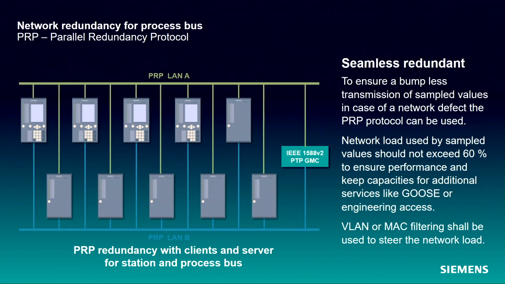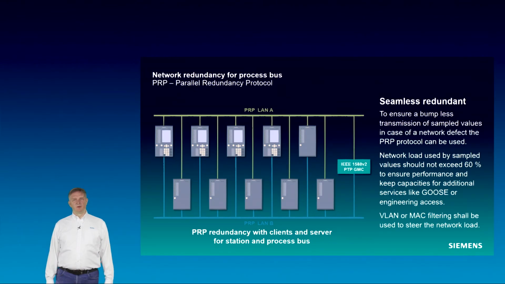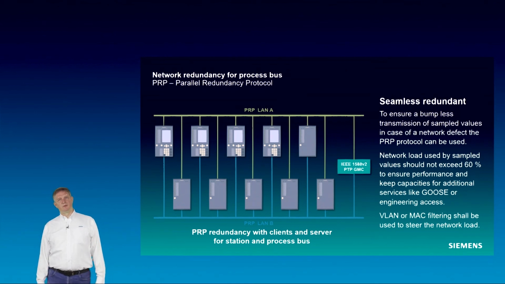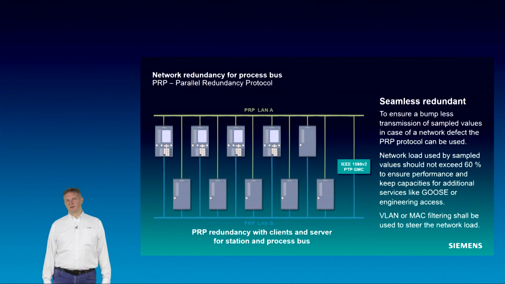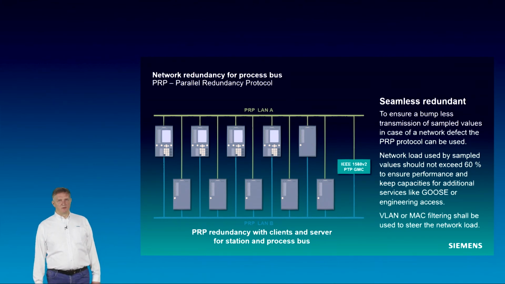Let us get to the ProSpace network itself. In a ProSpace network, it must be ensured to deliver sampled values bumpless, even in case of a network defect. This can be achieved, for example, with PRP, the Parallel Redundancy Protocol. Siemens recommends loading the network with a maximum of 60% of the network bandwidth to ensure performance and keep capacities for additional network services like GOOSE or engineering access. To steer the network load, VLAN or MAC filtering shall be used.